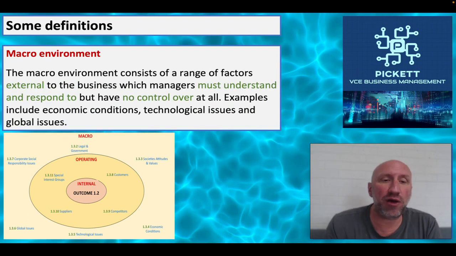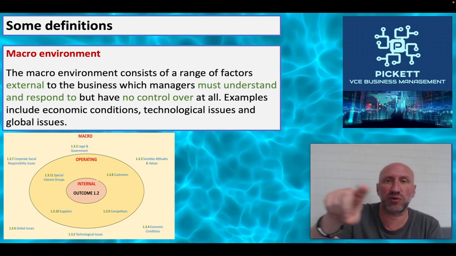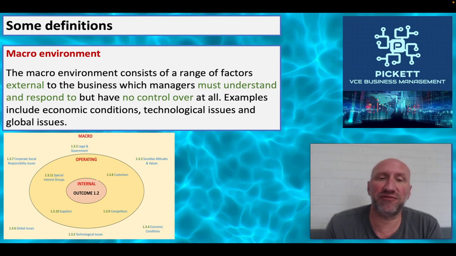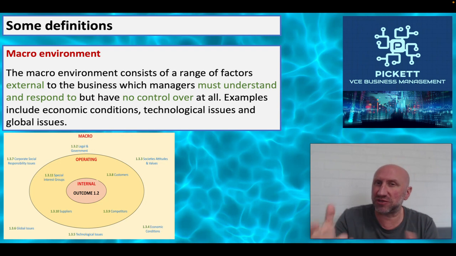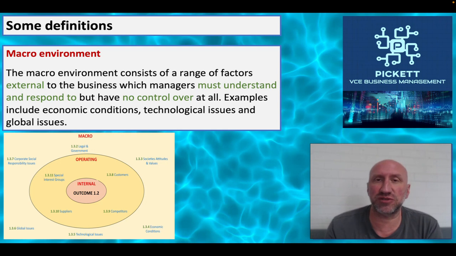So if we're now shifting our focus to the macro environment, this is the first of the environments that we move through as we move through this outcome. So the macro environment, so similar definition, but a couple of bits are tweaked here to make it more specific to the macro environment. So a range of factors external to the business, again, which managers must understand and respond to, again, but have no control over. Okay, that's the key here. No control over. If you remember before, we talked about this at the beginning of outcome 2, and that's what differentiates it actually from the operating environment.